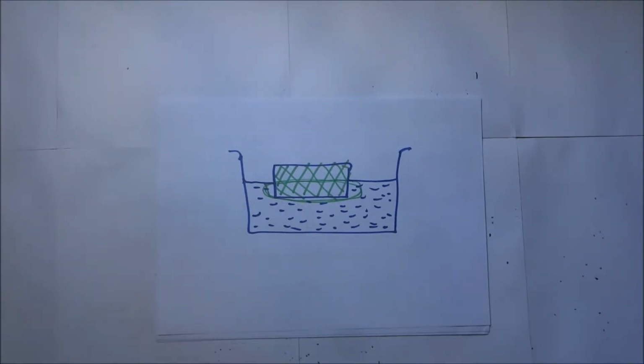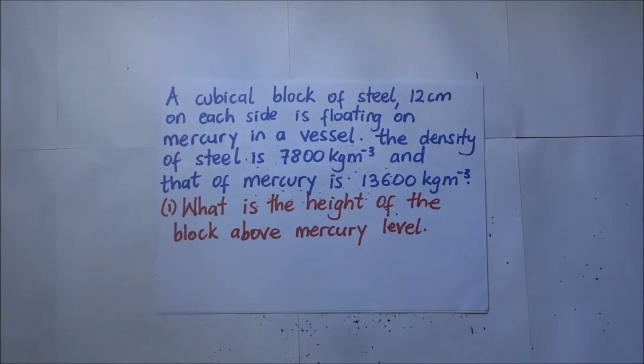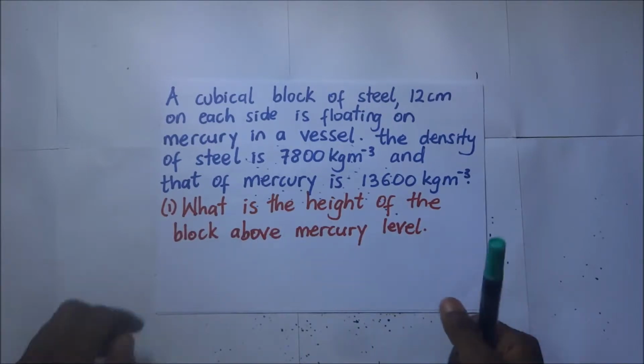in our interpretation. Right here we have a cubical block of steel, 12 centimeters on each side, floating on mercury in a vessel. The density of steel is 7,800 kilograms per meter cubed, and that of mercury is 13,600 kilograms per meter cubed. What is the height of the block above the mercury level?